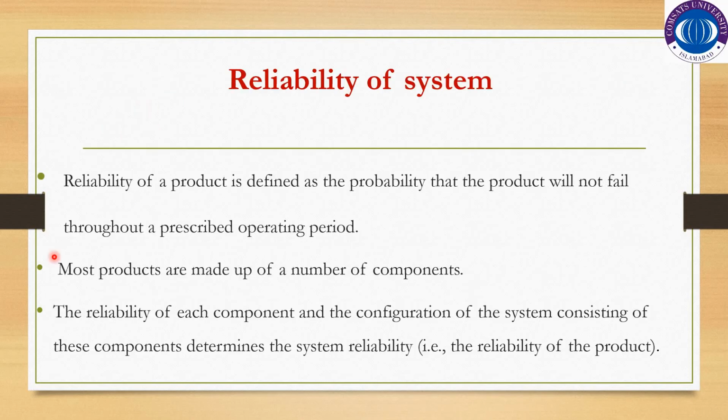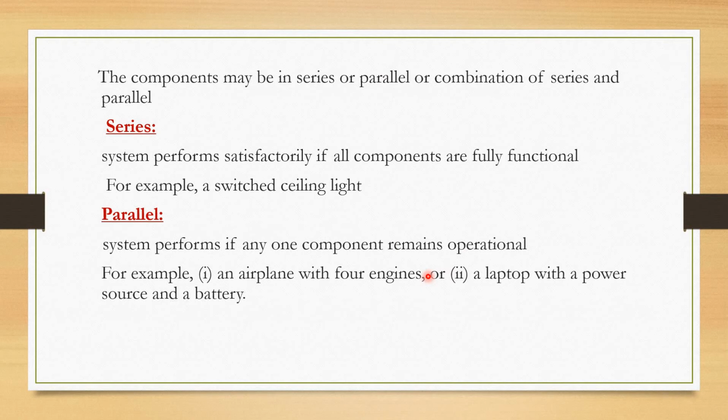In the last slide, we see some products are made up of number of components. हमारे पास जो सिस्टम है वो किसी एक कंपोनेंट पे डिपेंड नहीं कर रहे होते या एक ही कंपोनेंट पे नहीं डिवाइडेड होते हैं. हमारे पास डिफरेंट कंपोनेंट्स मिलके एक प्रोडक्ट या एक सिस्टम बनाते हैं. So these components may be connected in series or parallel or in combination of series and parallel connection.